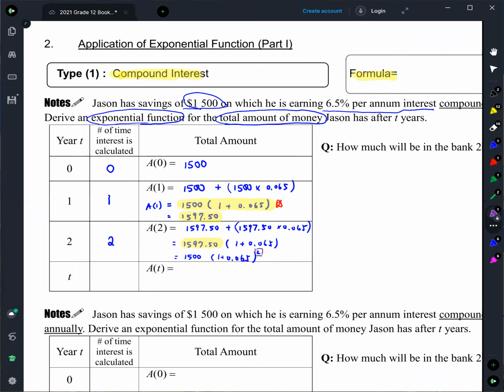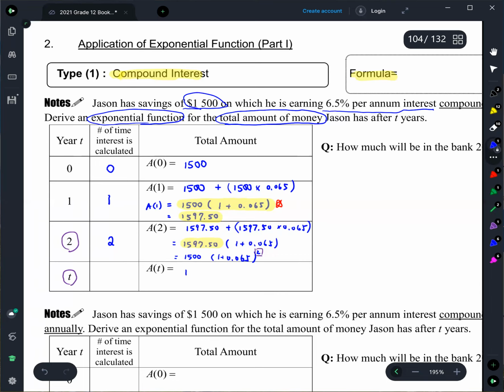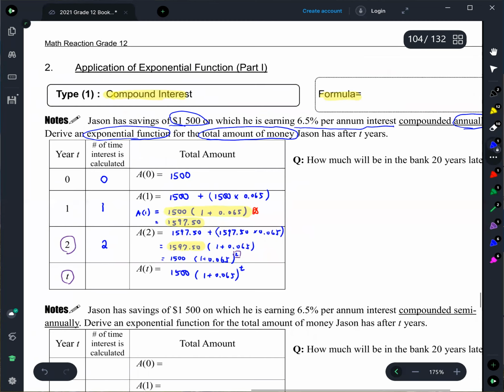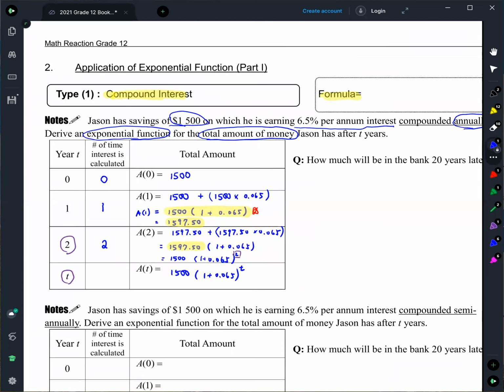Okay, so you can see that if it's 2 years, it will be squared. So if it's t years, 3 years will be cubed, the pattern will continue. So we have this formula: 1500 times 1 plus 0.065, and then to the t. So you can use that to calculate any number of years you like.